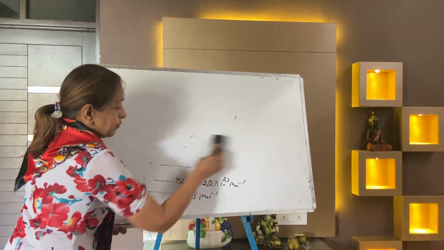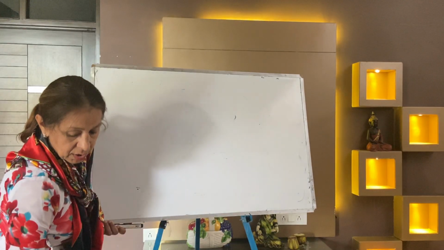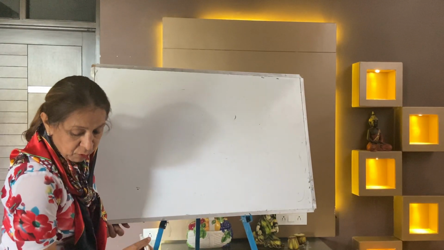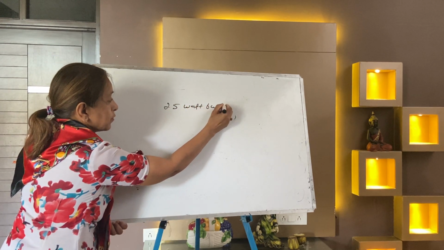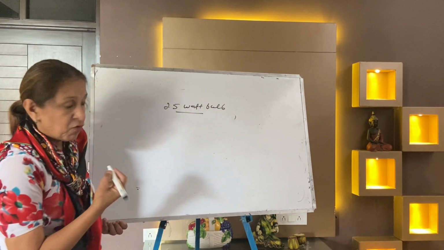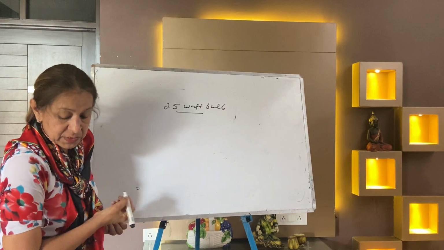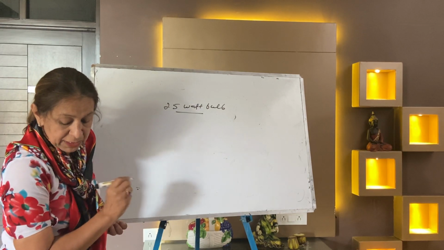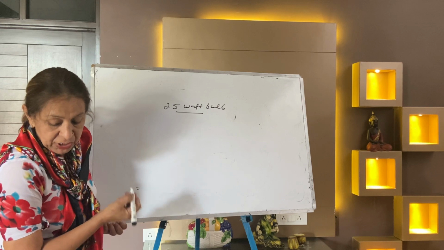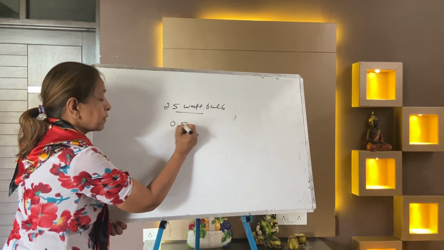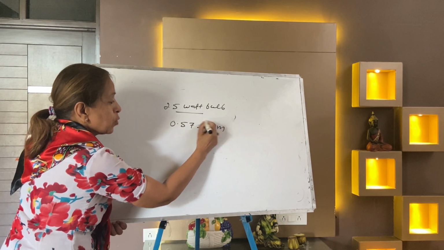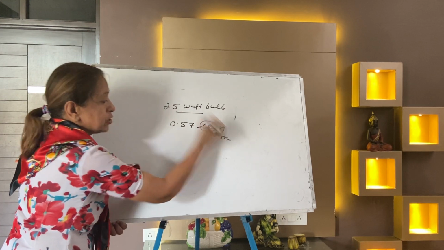Next numerical. Now next, there is a 25 watt bulb. Watt means joule per second. Power is equal to energy by time. This bulb emits a yellow light of wavelength 0.57 micrometer. Micro means 10 to the power minus 6 meter.